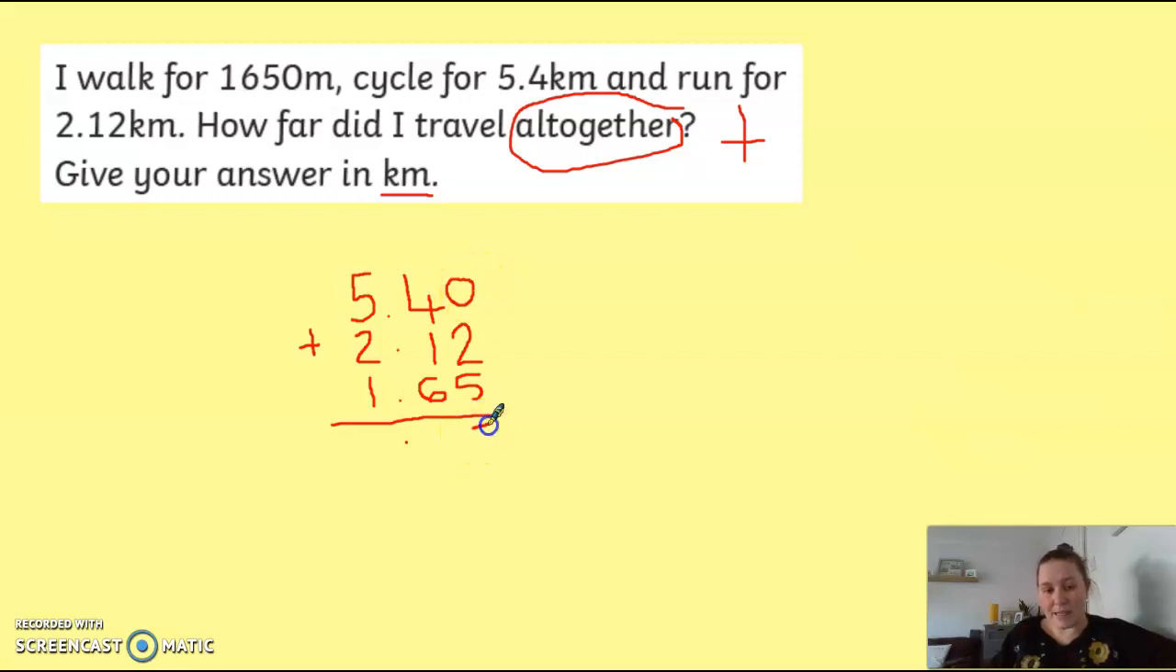0 and 2 and 5 is 7, 4 and 1 and 6 is 11, 1 and 1, 2, 3, 4, and 5 is 9. So I've come to a final answer. I'm going to check my question.